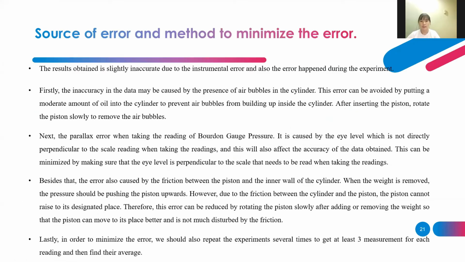Next are the sources of error and methods to minimize the error. The result obtained is slightly inaccurate due to instrumental error, and also errors that happened during the experiment. Firstly, the inaccuracy in the data may be caused by the presence of air bubbles in the cylinder. This error can be avoided by putting a moderate amount of oil into the cylinder to prevent air bubbles from building up inside the cylinder. After inserting the piston, rotate the piston slowly to remove the air bubbles.